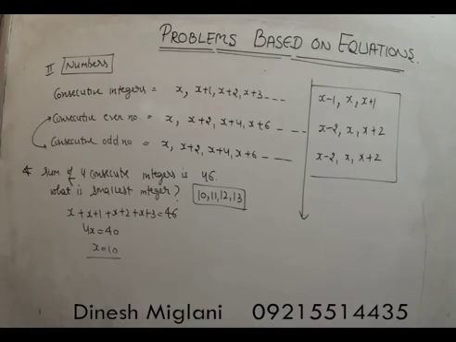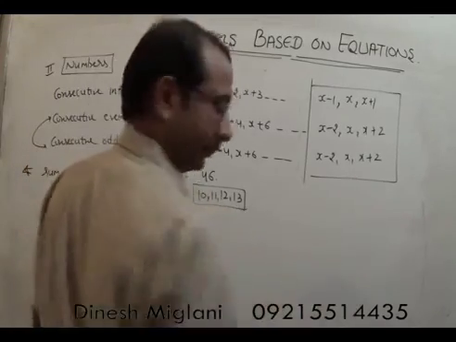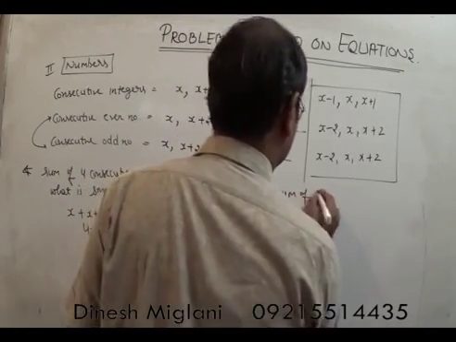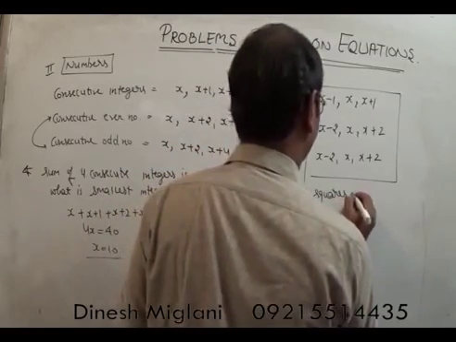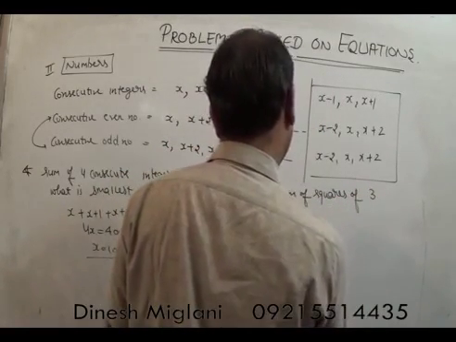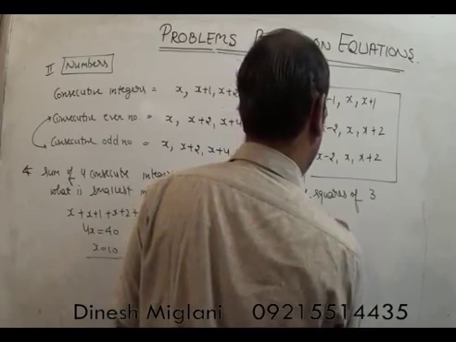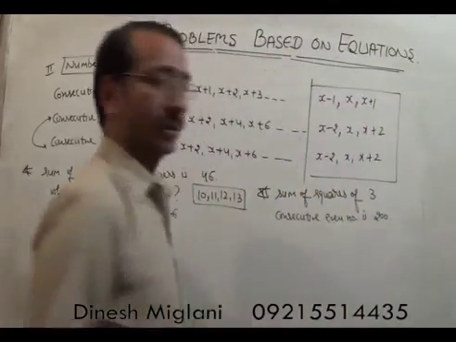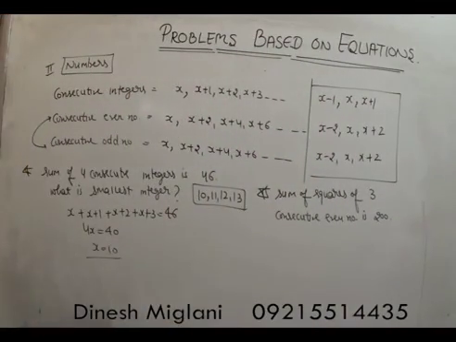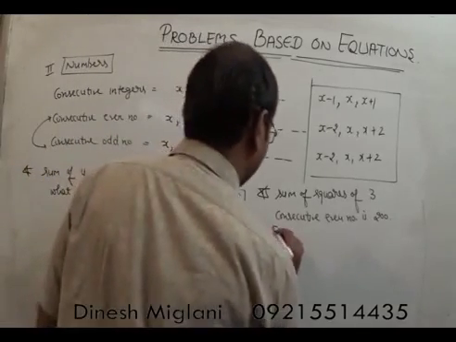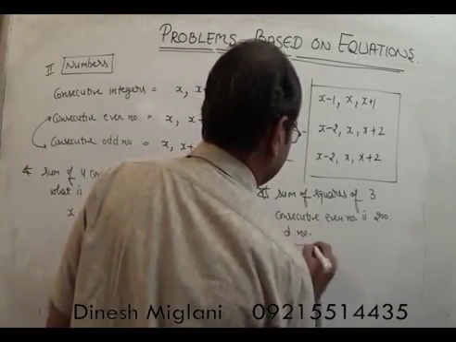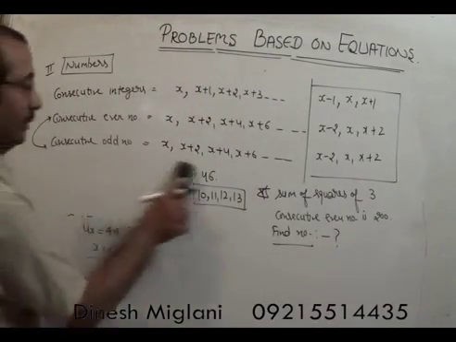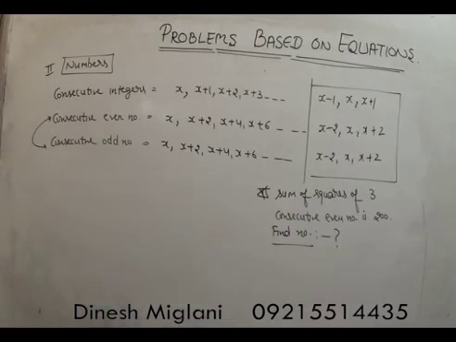I think it's clear. Similarly, take the next problem: the sum of squares of 3 consecutive even numbers is 200. We have to find the numbers. We have 3 even numbers. They are consecutive, and the sum of squares is 200.